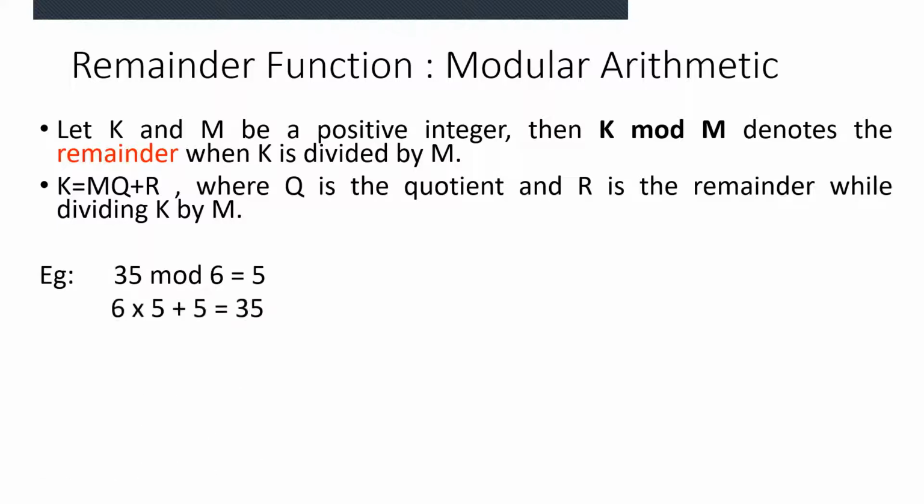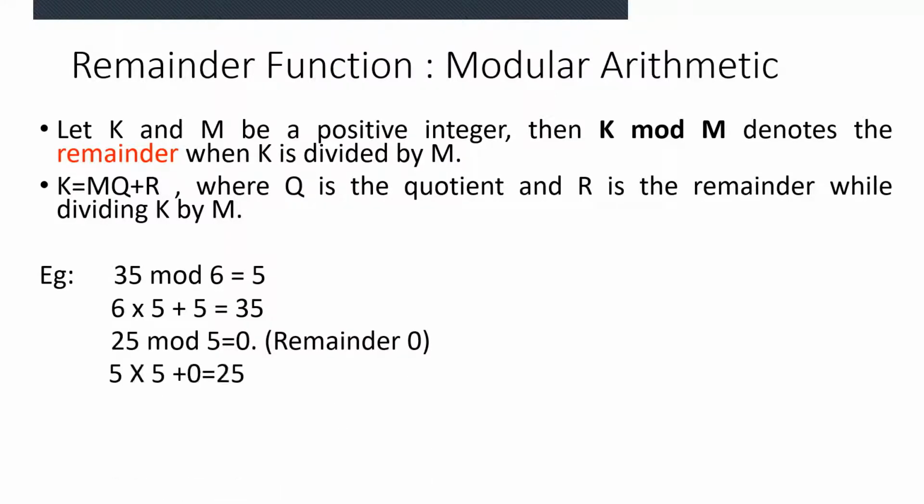35 mod 6 will give you 5. So how do you get back the number in order to check whether the remainder is correct? The mod number multiplied by the quotient 5 plus 5 will get you back the number. Another example, 25 mod 5, you know, the remainder will be 0. To check whether the remainder is correct, again, multiply the quotient with the mod number plus the remainder, which will give you 25.